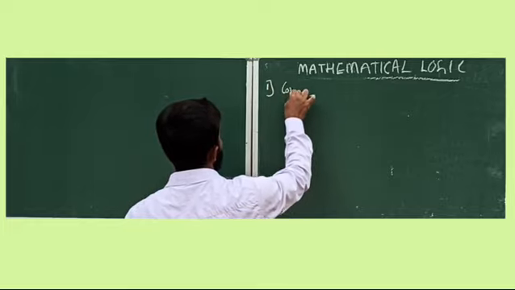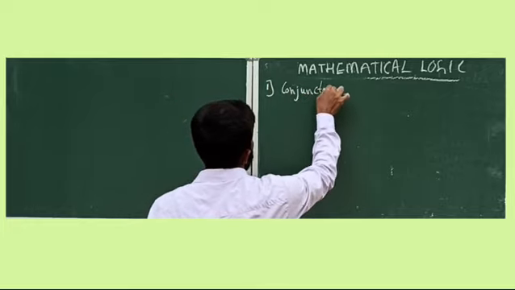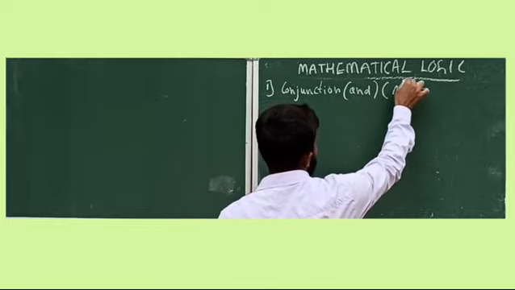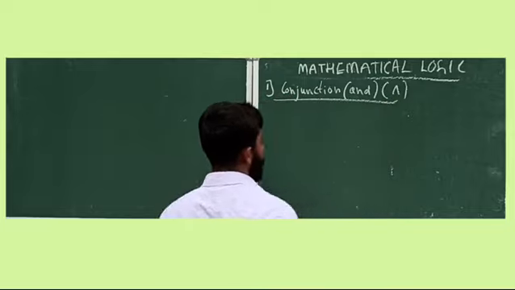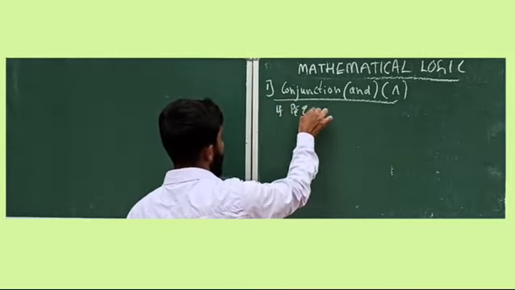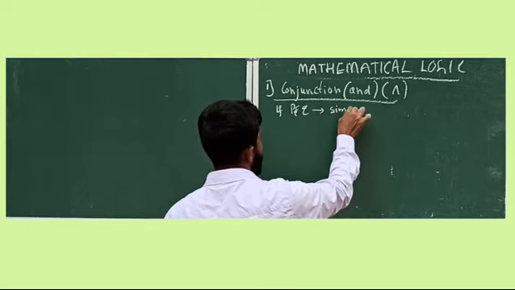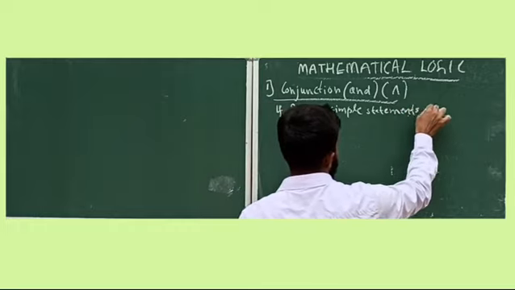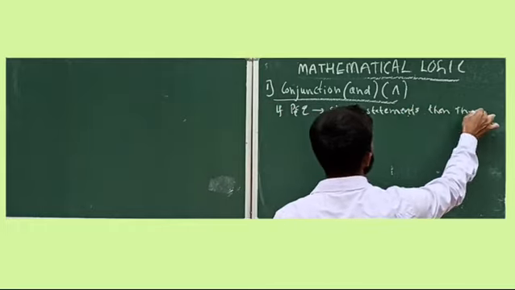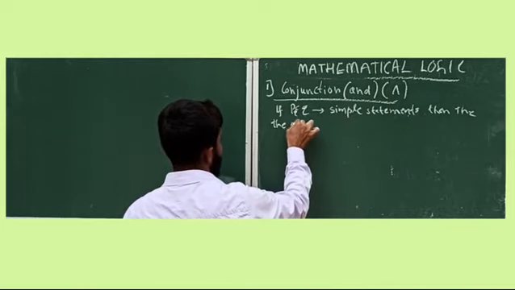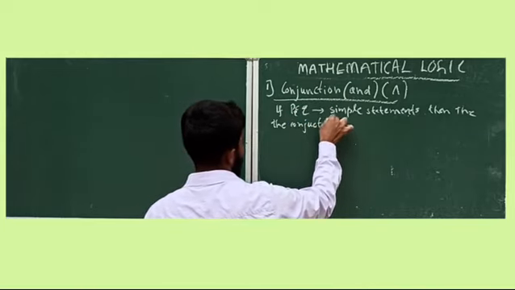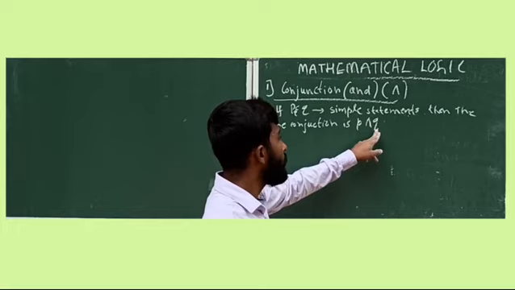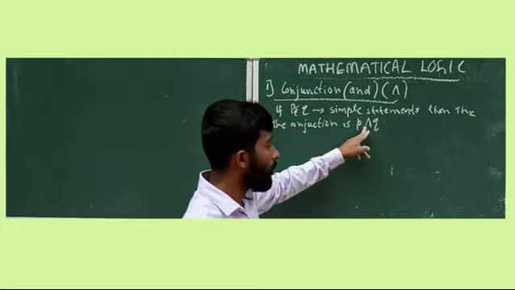One is conjunction. That is nothing but "and". The notation for this one is like this. We read it as "and". If P and Q are two simple statements, then the conjunction is P and Q. We read it as P and Q. P conjunction Q, it's the symbol for "and".